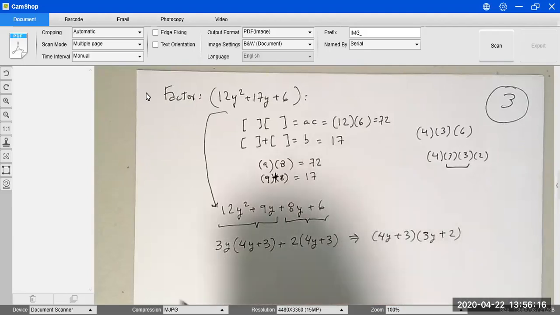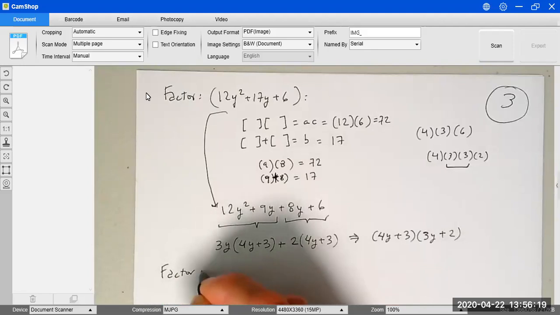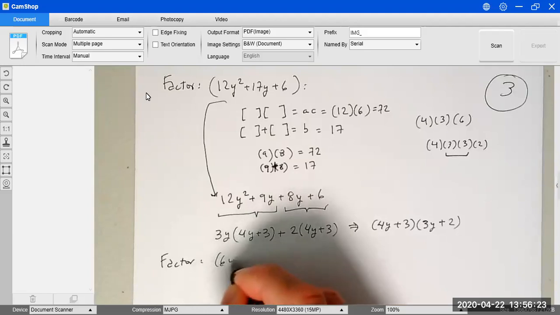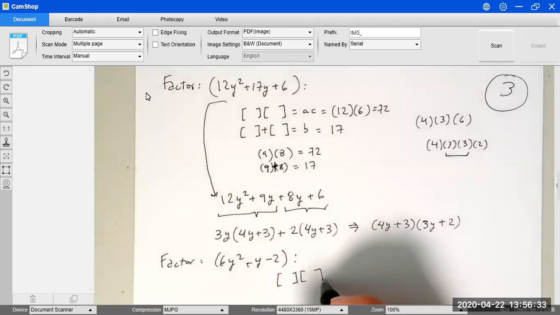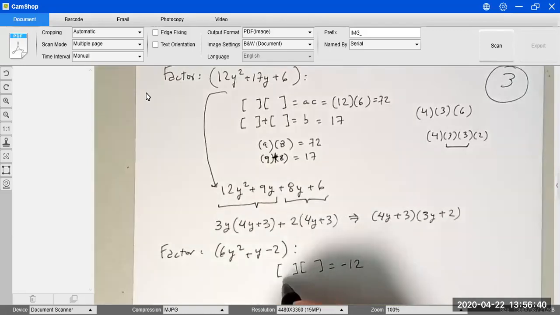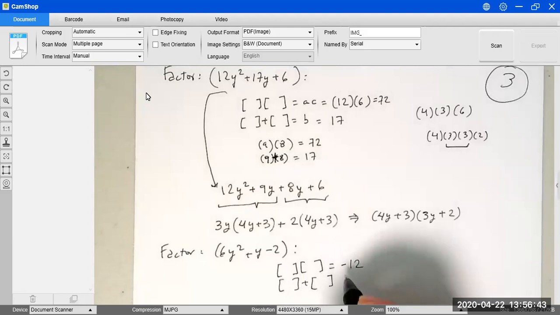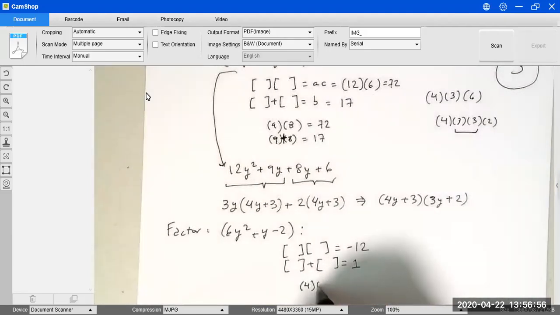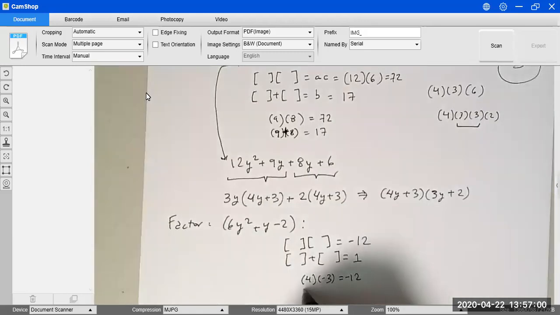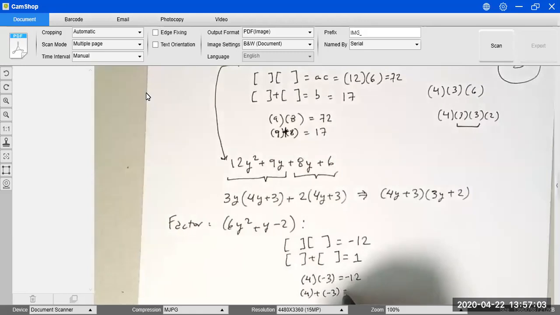So we're going to have now the second trinomial. The other trinomial is 6y squared plus y minus 2. So again, we're going to look for two numbers that if you multiply them, you get negative 12, because that's the product of A and C. And if you add up those two new numbers, we're going to get 1. So what are those numbers? You can see that 4 times negative 3 is going to be negative 12, and 4 plus negative 3 is going to be 1.